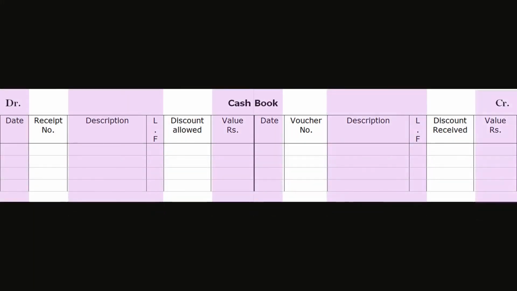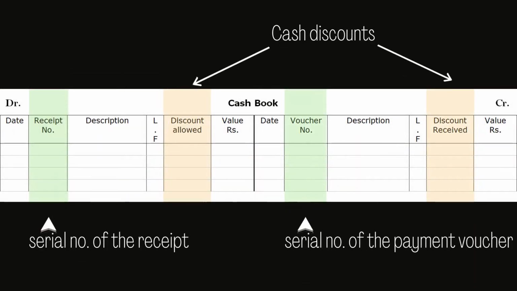It contains the columns of a ledger account, the date, description, a ledger folio, and the value columns. And also it contains 2 columns to record the serial numbers of the source documents. Therefore, on the left side of the cash book, there is a column to record serial numbers of receipts. And on the right side, there is a column to record serial numbers of payment vouchers.